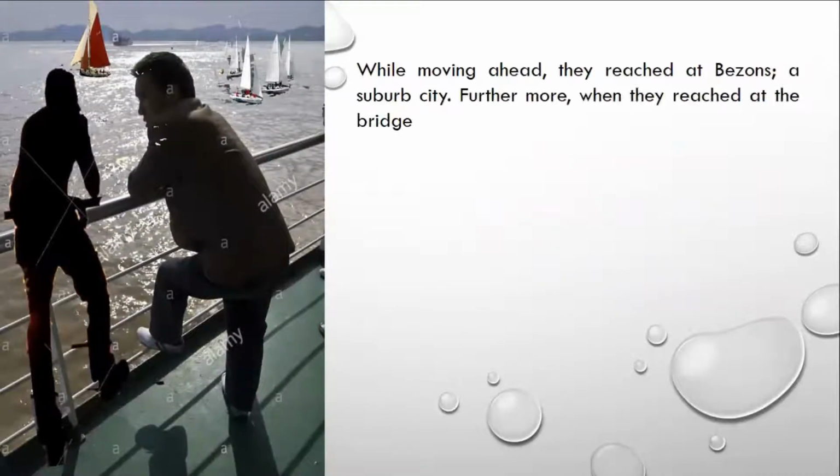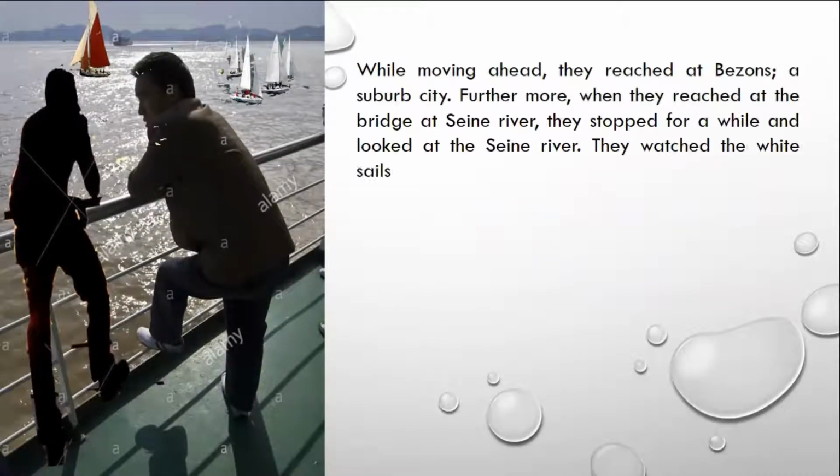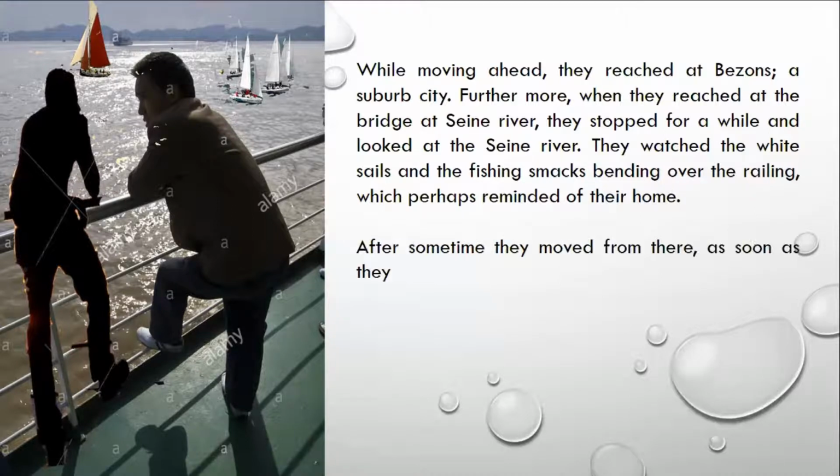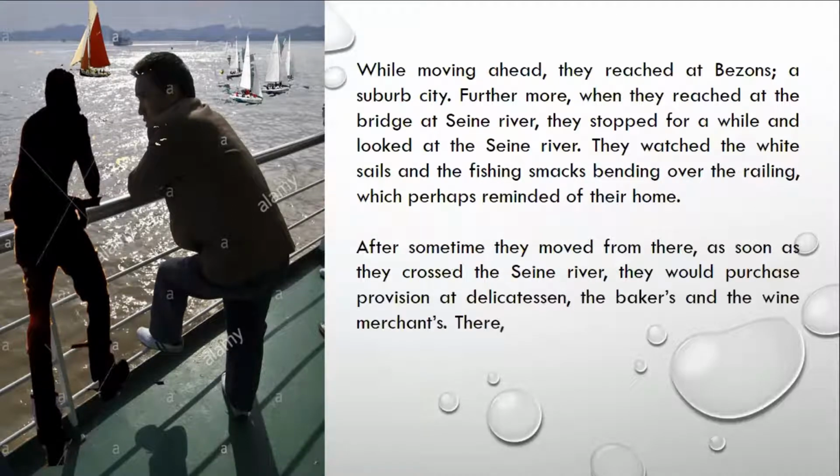While moving ahead, they reached Bejon, a suburb city. Furthermore, when they reached the bridge at the Seine River, they stopped for a while and looked at the Seine River. There were white sails and fishing smacks, and they bent over the railing, which perhaps reminded them of their home. After some time, they moved from there.